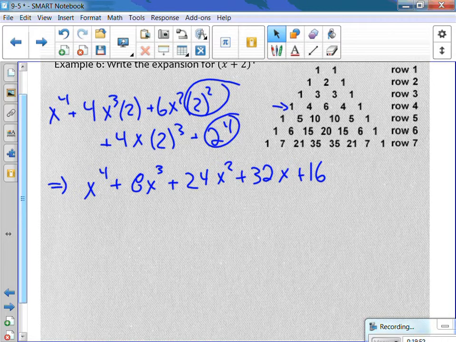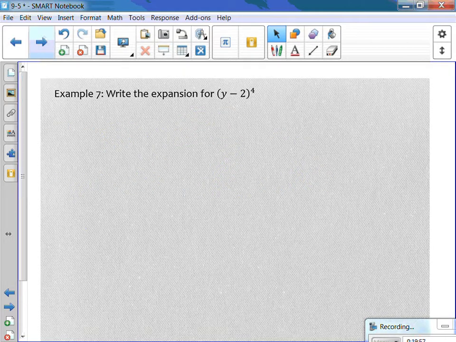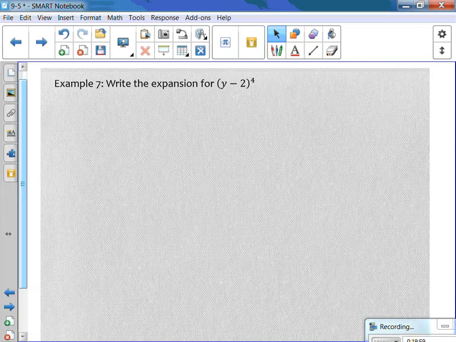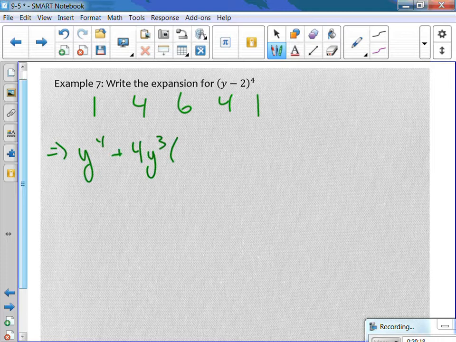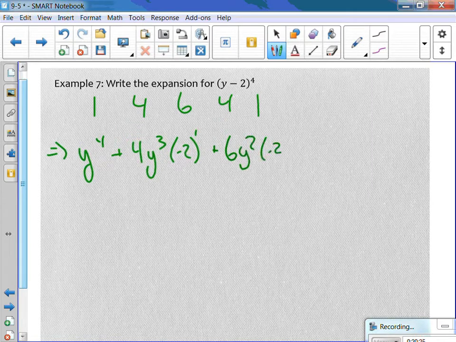Here we're going to write the expansion for y minus 2 to the 4th power. Again, our coefficients from Pascal's triangle would have been 1, 4, 6, 4, 1. So here we come up with y to the fourth plus 4 y cubed negative 2 to the first plus 6y squared negative 2 squared plus 4y times negative 2 cubed, and lastly negative 2 to the fourth.